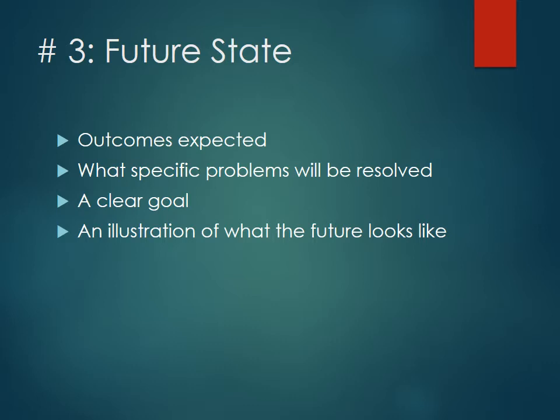Box 3, future state. Here you want to list the outcomes that you expect by the end of the project, clearly identifying what problems will be resolved, and have a clear goal. And again, it is important to have an illustration of what the future state looks like. If you did a spaghetti graph before that had a bunch of lines, maybe now in the future state there are fewer lines and a clear route that someone is using to navigate their department more effectively and efficiently.